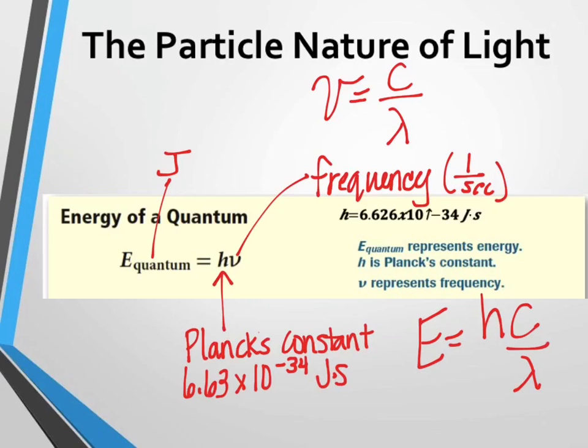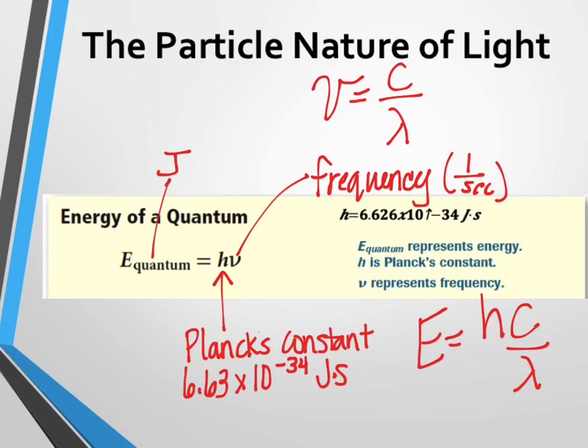Wait, so you wouldn't use the nu for frequency? I've just changed frequency out for this. Wait, so is that 6.63 times 10 to the negative 34th times c over wavelength? Whatever the wavelength is.